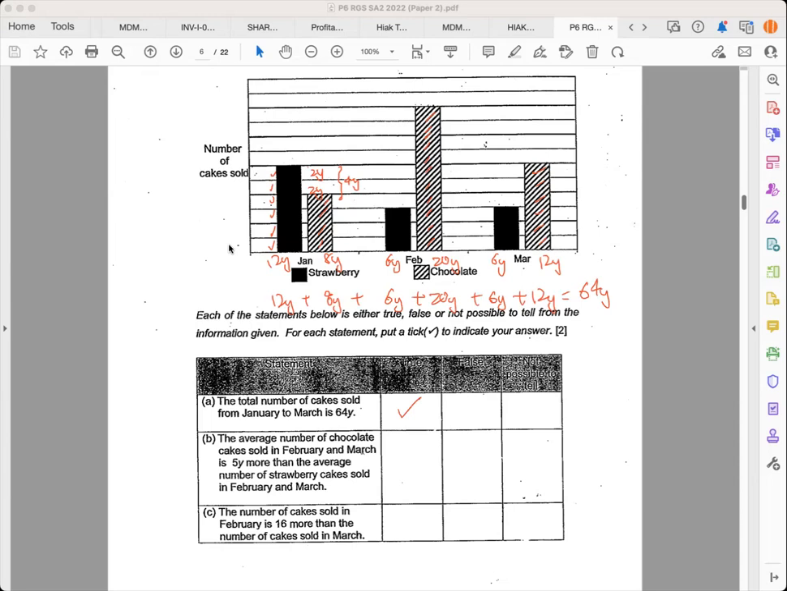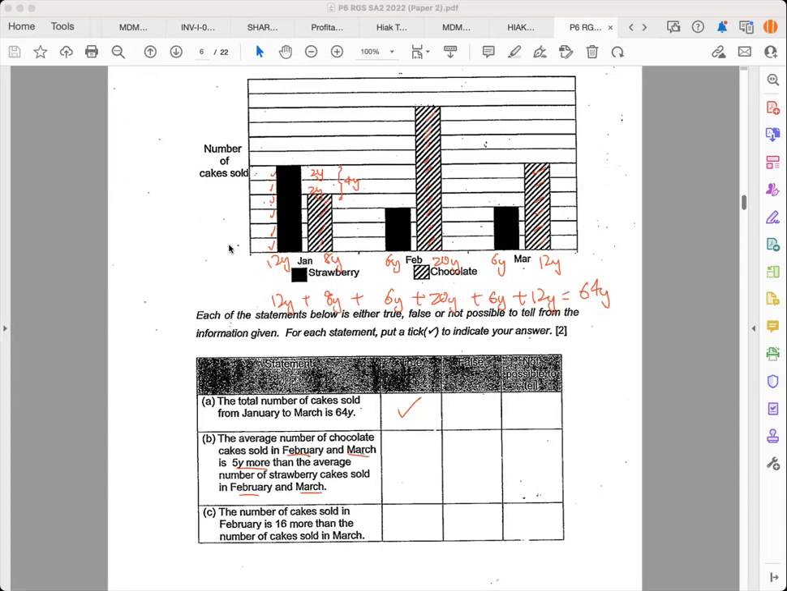The second statement: the average number of chocolate cakes sold in February and March is 5y more than the average number of strawberry cakes sold in February and March. So you're comparing the average chocolate cakes with the average strawberry cakes for February and March.